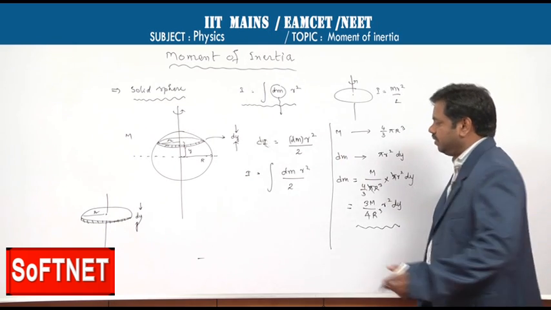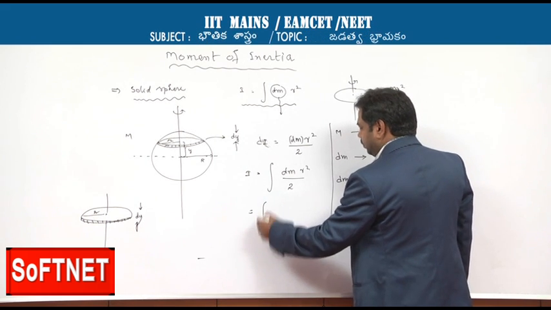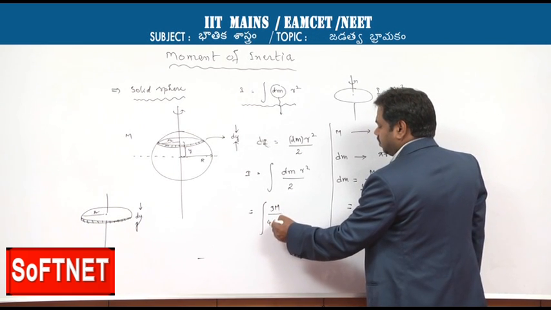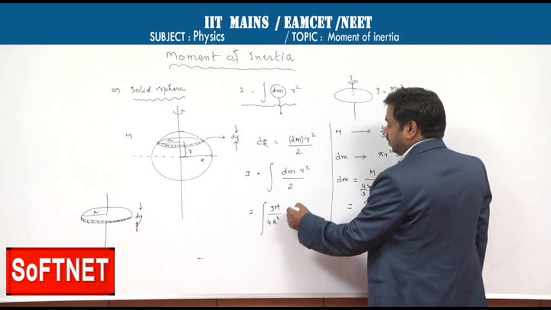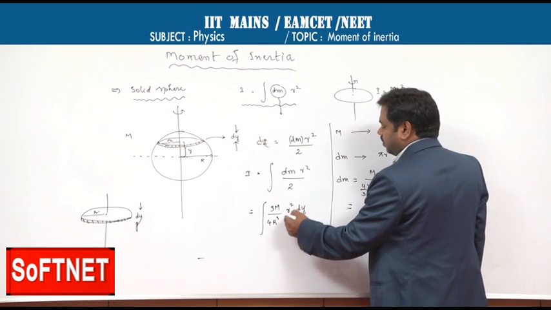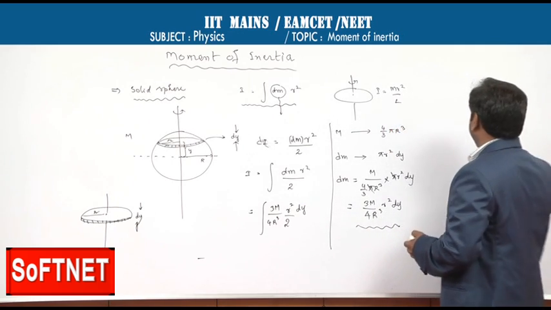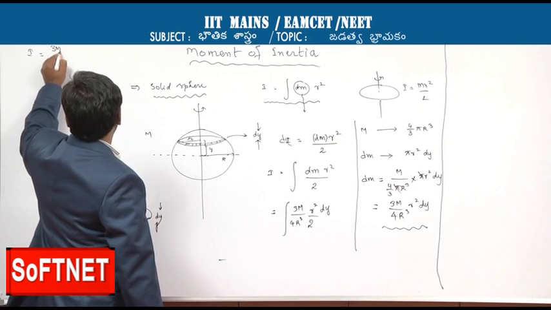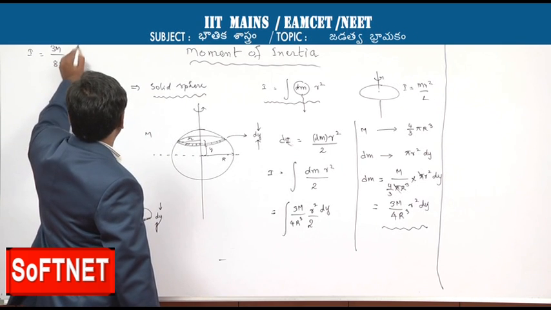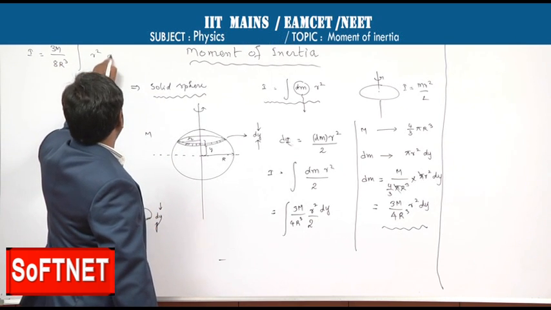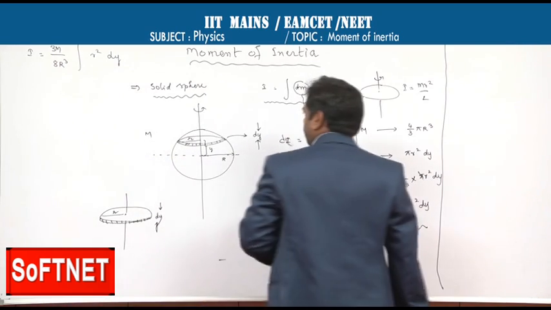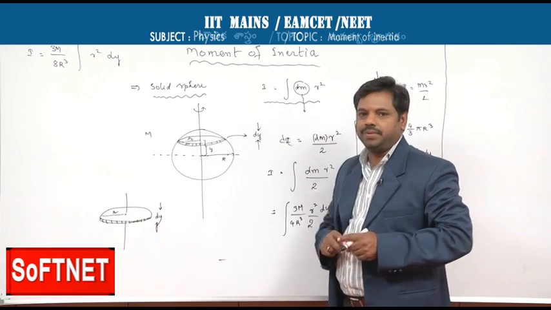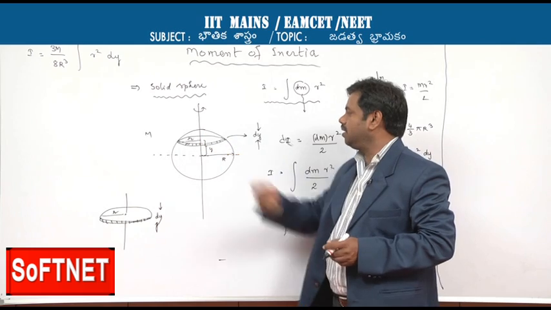Now simply substitute this value in this equation. You will get 3 capital M by 4 R cube into r square dy, and 2 also here. Now you get 3M by 8 R cube outside, integration of small r square into dy. Here the radius of the disk is variable as well as the distance is variable, so in order to integrate, one should be converted into the other.